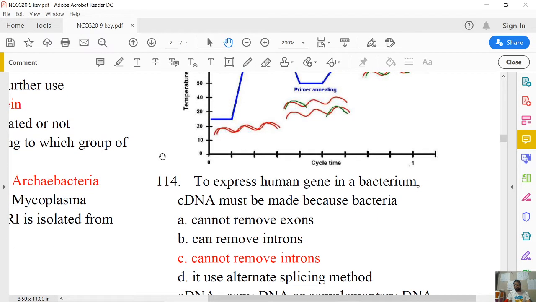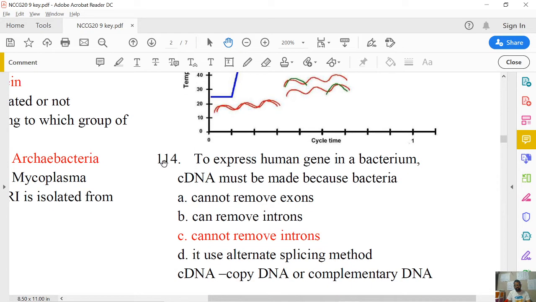To express a human gene in a bacterium, cDNA must be made because the bacteria. So cDNA is the copy DNA or complementary DNA, which is actually produced from the RNA through the reverse transcription process. When you are inserting a particular gene into the bacterium, as we know, bacterium does not possess introns. Therefore, there will not be a splicing mechanism inside. So before performing this experiment, you have to take out the introns.